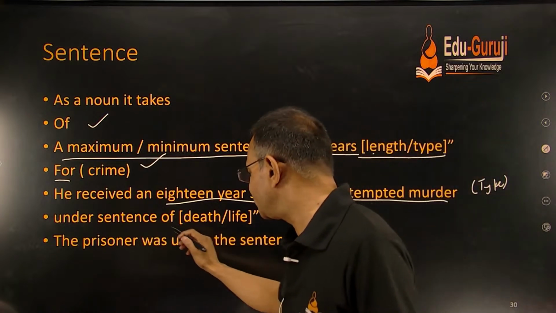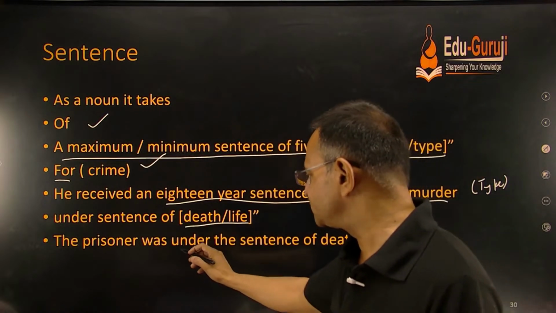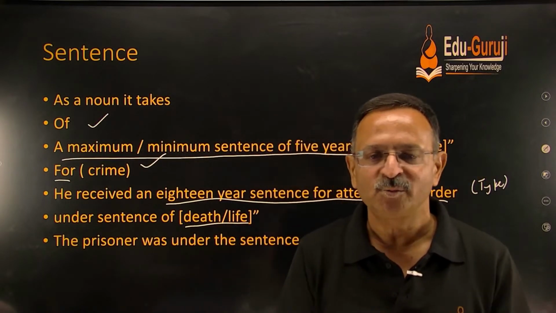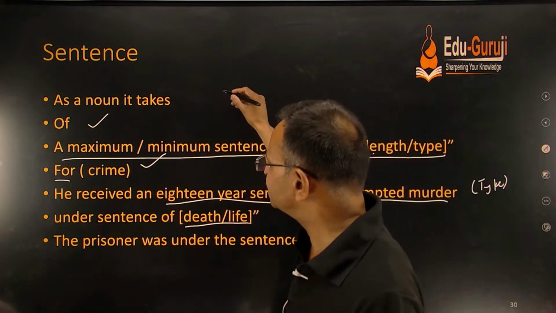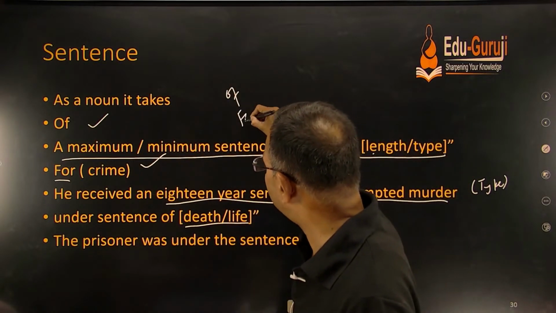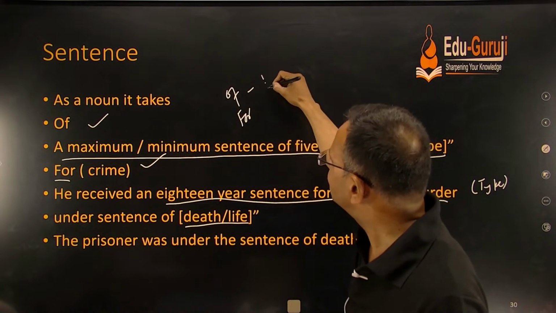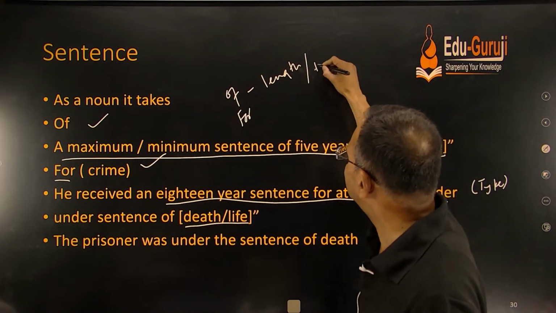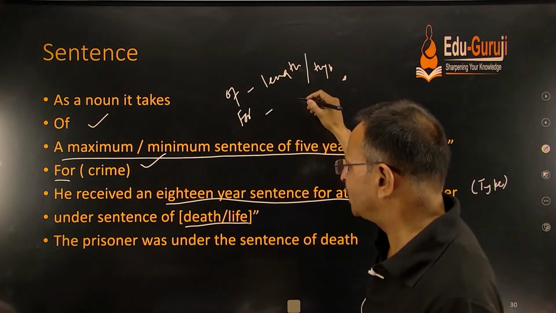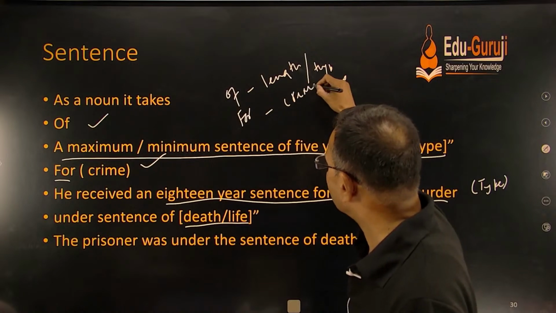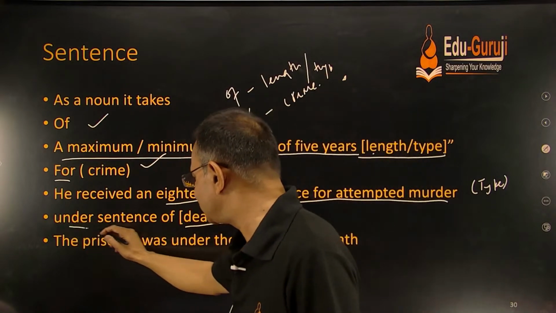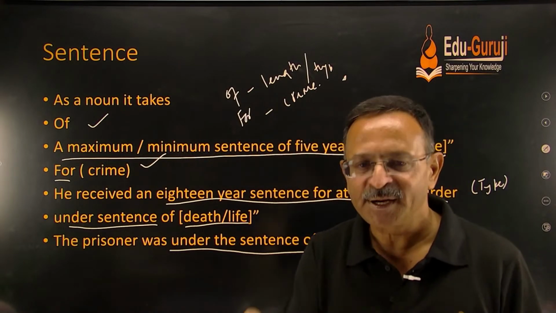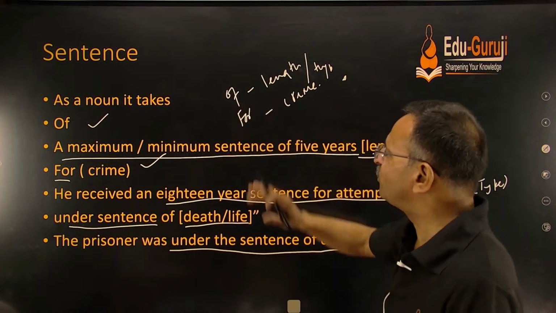And then there is under the sentence of death and life. So the prisoner was given the sentence of death. Are you sure? I'm sure you must be clear about it. So what are the prepositions we're using? Of and for. We use of for talking about the length or the type, and for for the crime. And also there is under sentence of: the prisoner was under the sentence of death. So as a noun it uses of and for.